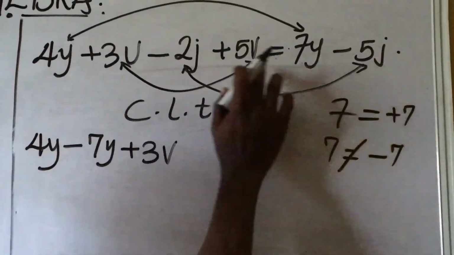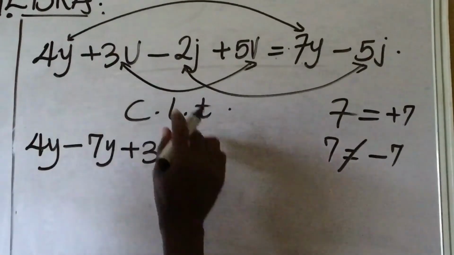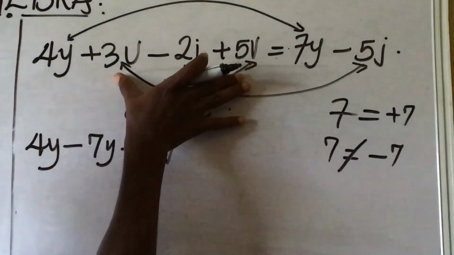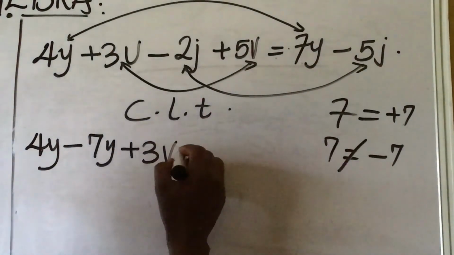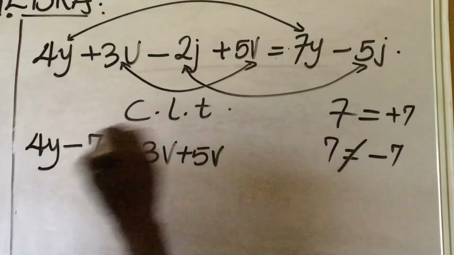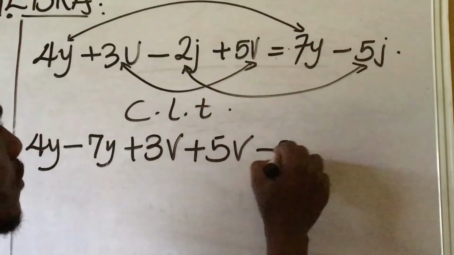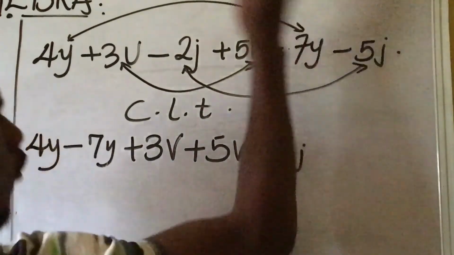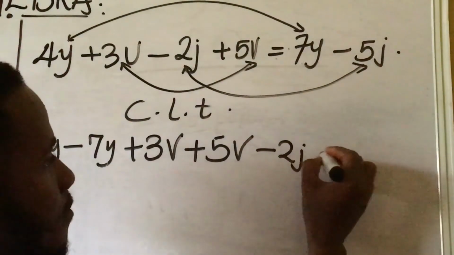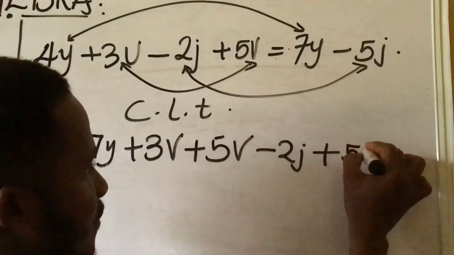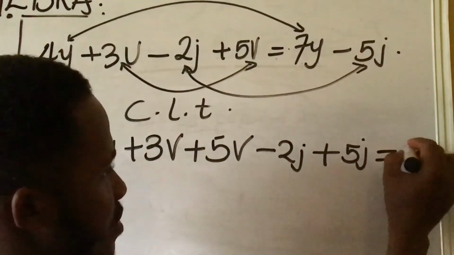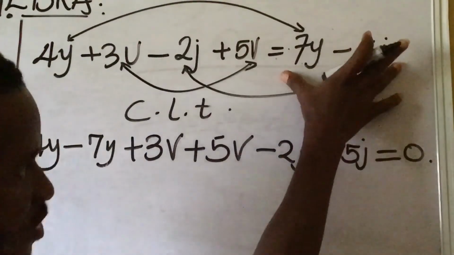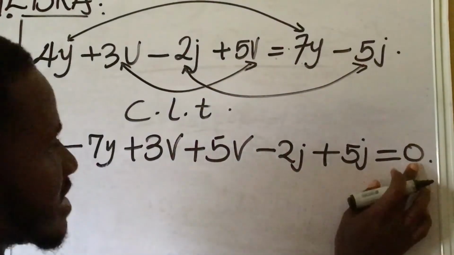Then I have 3v, and I'm bringing in plus 5v. Because it's not crossing over any equal to sign. They are on the same side, alright? It's not crossing over any equal to sign. It remains plus 5v. Now, minus 2j. If I'm taking this minus 5j over the equality sign, what's it going to become? It becomes plus 5j. And that equals to 0. Because by the time I've moved this and I've moved this one, there will be nothing on this right hand side, and that is equals to what?